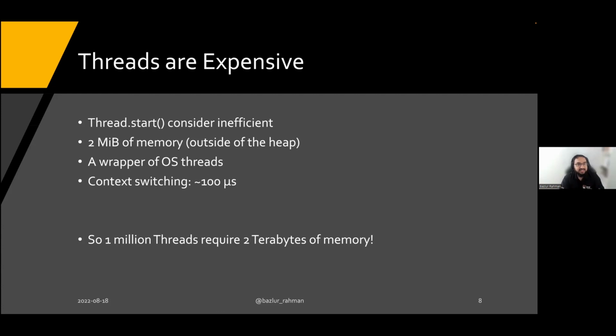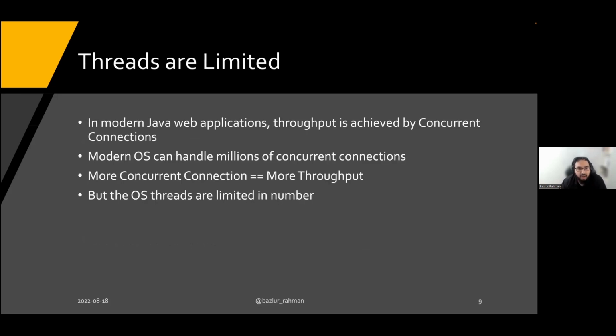All right, so these are the problems, right, with traditional threading. So moving on, now think about our modern applications, especially web applications. How do we deal with multiple requests and responses from a client?